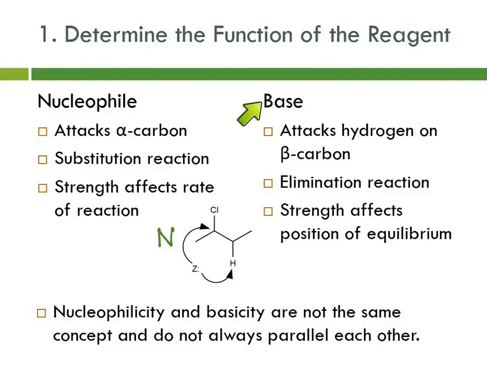So if your reagent is acting as a nucleophile, you can get substitution. When your reagent is acting as a base, it's going to attack the hydrogen that's on the beta carbon, and that's this arrow over here. So if it's acting as a base, it's going to attack the hydrogen. You're going to get an elimination reaction. What's important to understand is that nucleophilicity and basicity are not the same concept, and they don't necessarily correlate. You can have a strong nucleophile that is a weak base. There are different combinations possible, so we have to look at those.